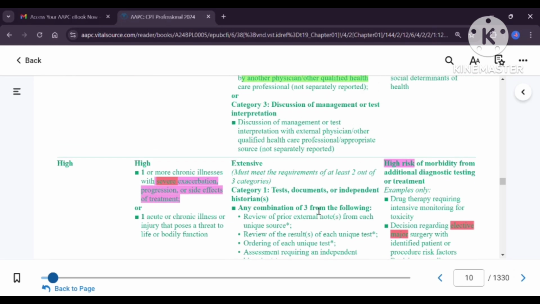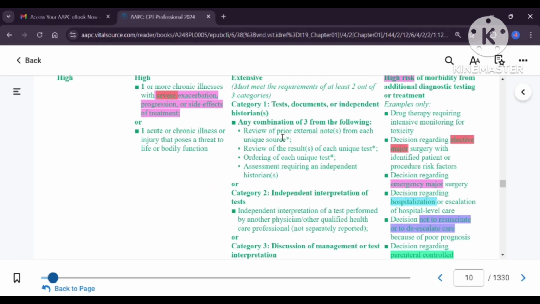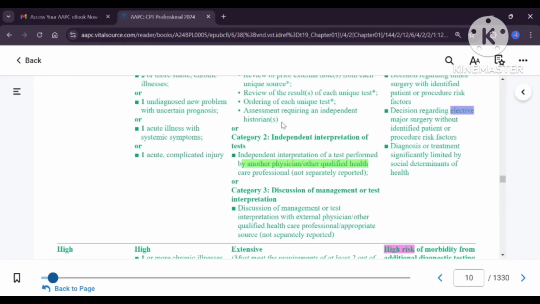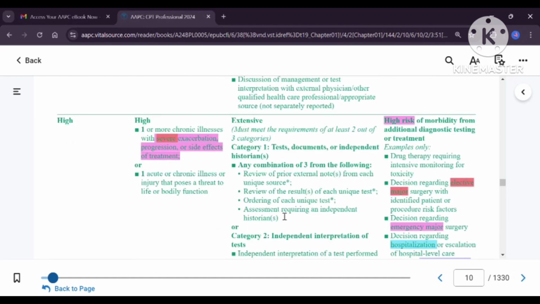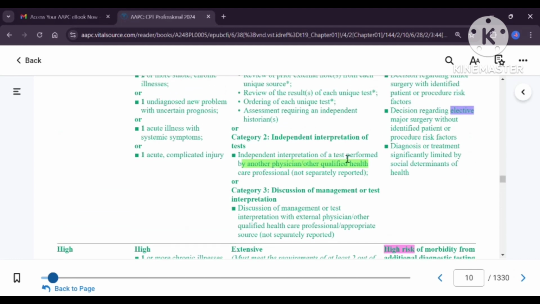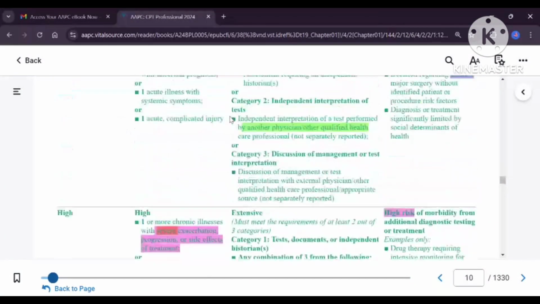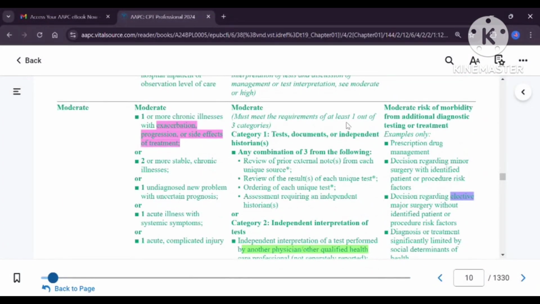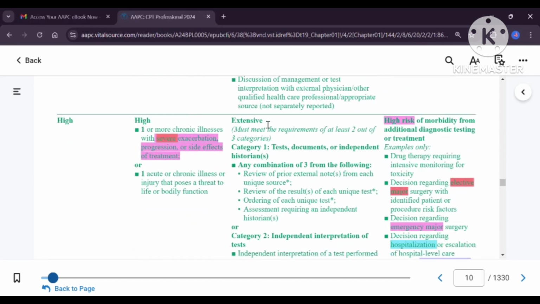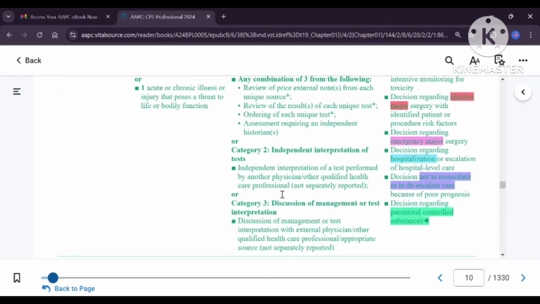And in the amount and complexity of data to be reviewed, there are again 3 categories, same as the moderate level of MDM, same thing will be repeated. So if any of these 2 categories are there, it is considered as high level of MDM. So at least 2 out of 3 categories are needed to be chosen as the high level of MDM. But in moderate, they say that at least 1 out of 3 categories will be considered as moderate. But here it is 2. Out of 3 categories, at least 2 should be there.